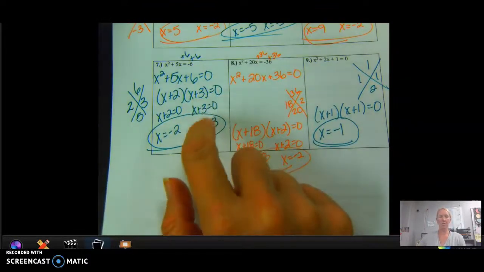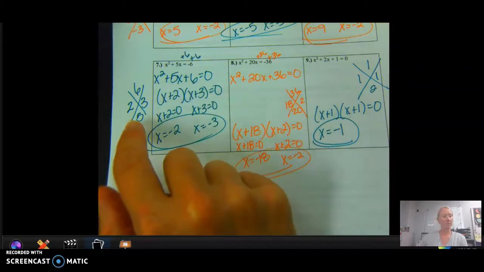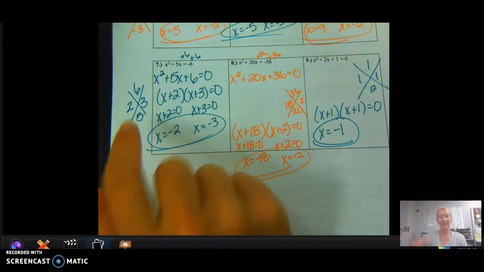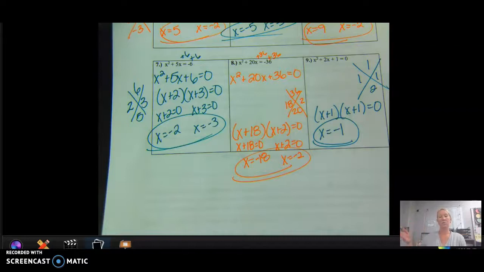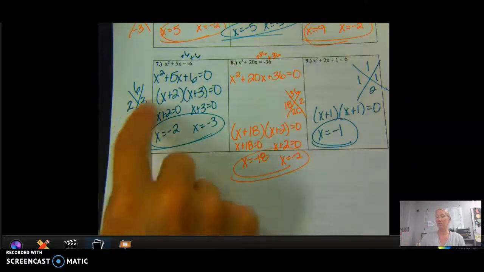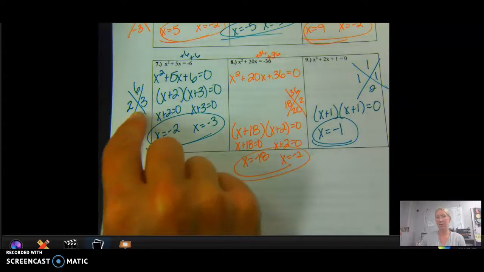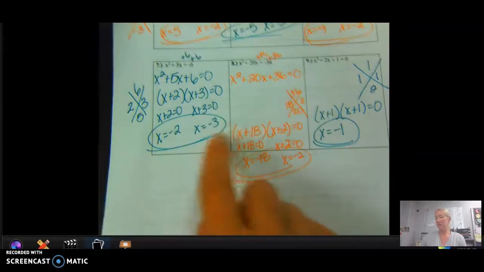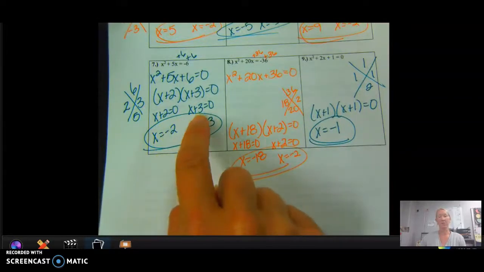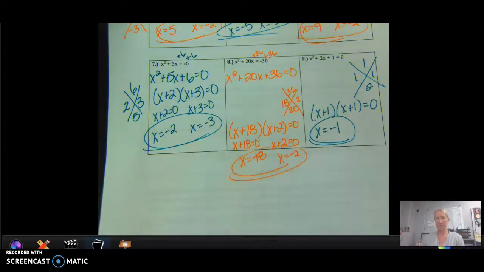This one, crisscross it. When I multiply I want 6, when I add I want 5. You got to be careful on this one because first thing that came to my head was 6 and 1, because 6 times 1 equals 6, and some combination of 6 and 1 gives me 5, right? A 6 and a negative 1. But we have to have a positive 6 when I multiply, so 6 and 1 would not work. But 2 and 3 do work. So x plus 2, x plus 3. So I get x equals negative 2 and x equals negative 3.